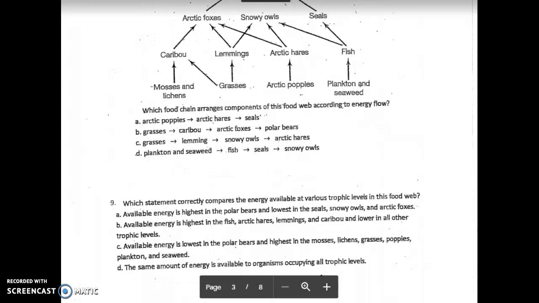Number 9. Which statement correctly compares the energy available at various trophic levels in this food web? A. Available energy is highest in the polar bears and lowest in the seals, snowy owl, and Arctic foxes. B. Available energy is highest in the fish, Arctic hares, lemming, caribou, and lower in all other trophic levels. C. Available energy is lowest in the polar bears, highest in the mosses, lichen, grasses, poppies, plankton, and seaweed. D. The same amount of energy is available to organisms occupying all trophic levels.